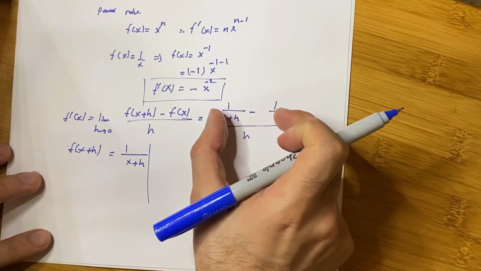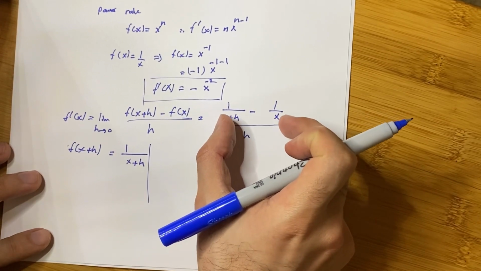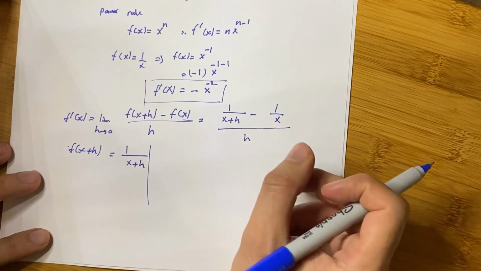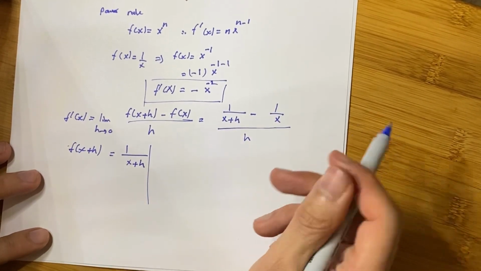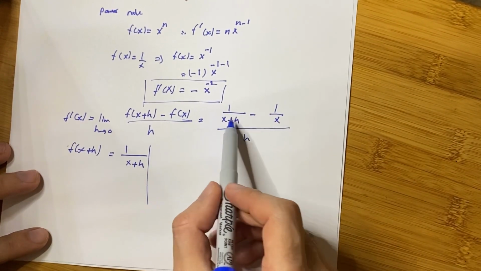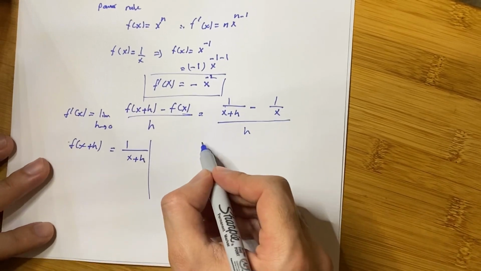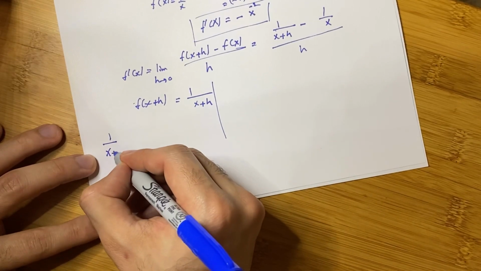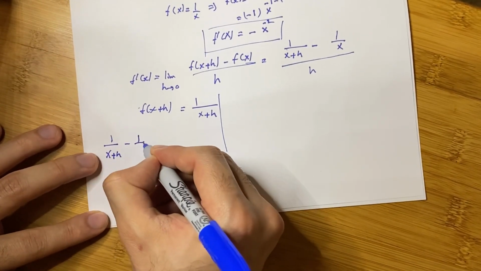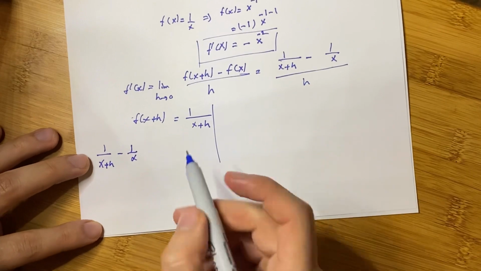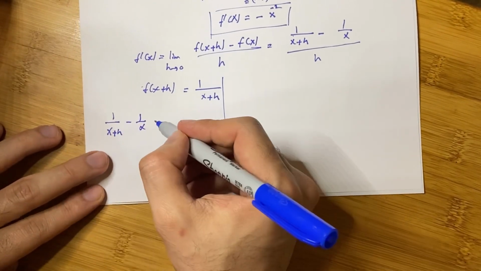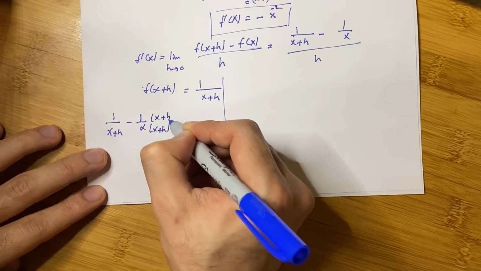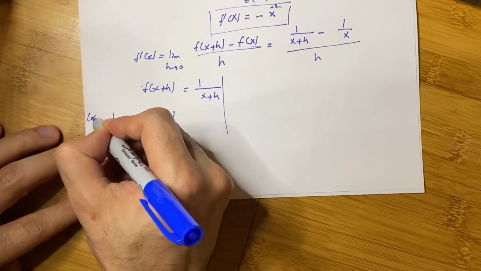Now let's find a common denominator. Now let's simplify these. So let's take them here: 1 over x plus h, and then minus 1 over x. Let's simplify these. What I'm going to do is multiply this by this, then multiply this by x.